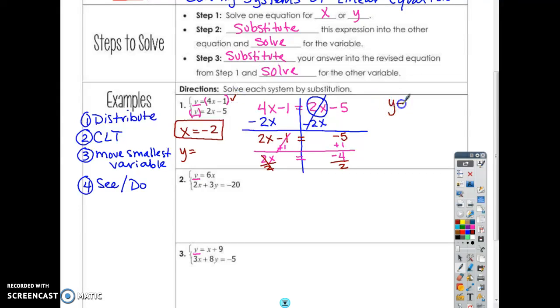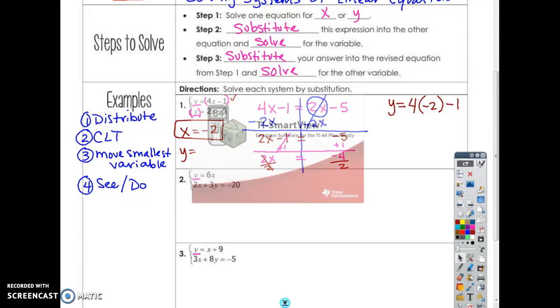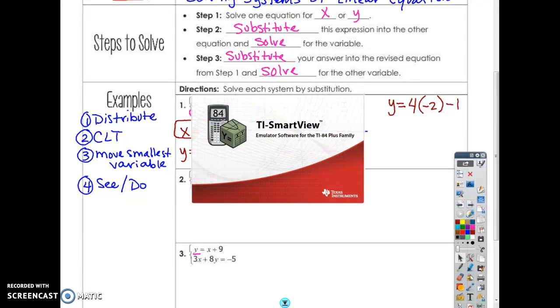So now I have y equals 4 times what? Negative 2, because that's my x. So 4 times negative 2, and then minus 1. All I did was substitute the negative 2 for the x in the first equation. So what's 4 times negative 2 minus 1? You can put the whole thing in the calculator all together. 4 parentheses negative 2 close parentheses minus 1, and that'll give you the answer.